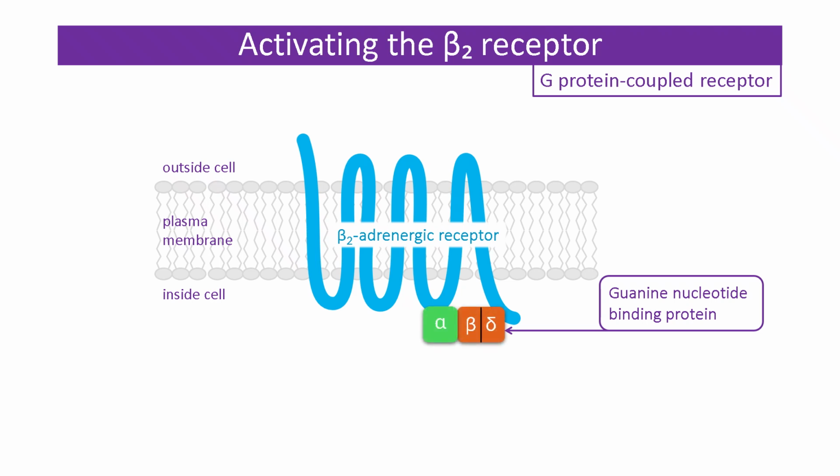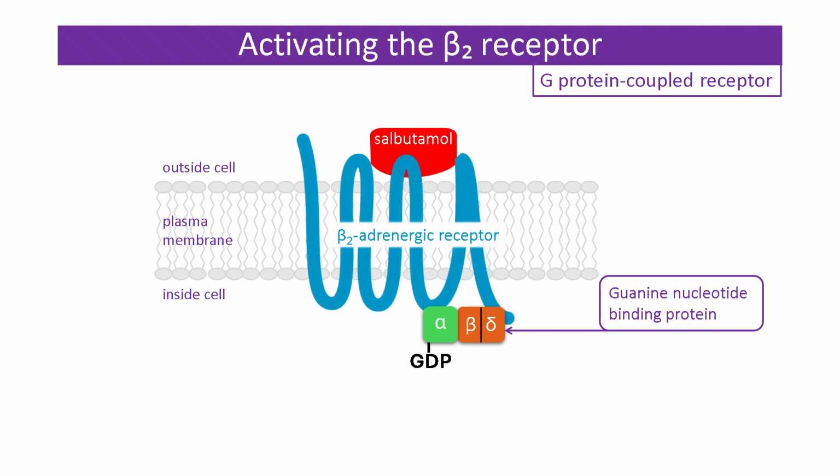In its inactive state, all 3 subunits are bound together, and the alpha subunit carries a molecule of GDP. When the subunits are together like this, the G protein can interact with an adrenergic receptor. When an agonist like salbutamol binds, the receptor changes shape. This activates the G protein by causing the alpha subunit to exchange GDP for GTP. This switch turns the G protein on.